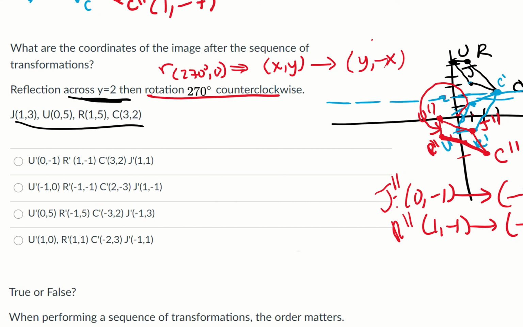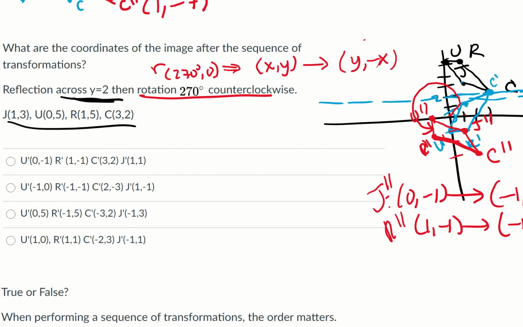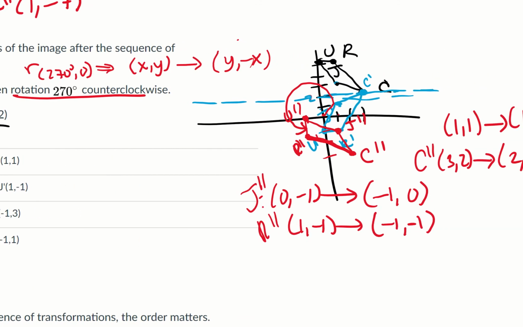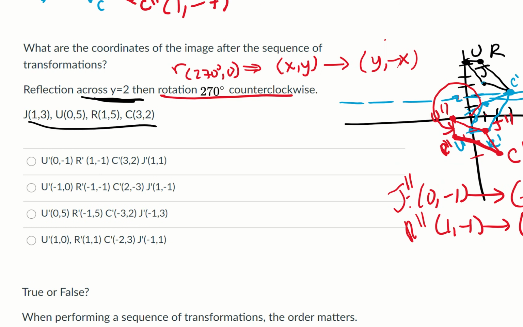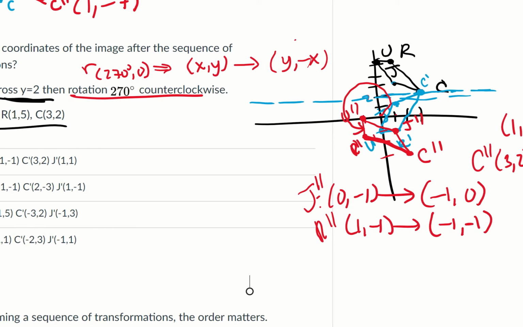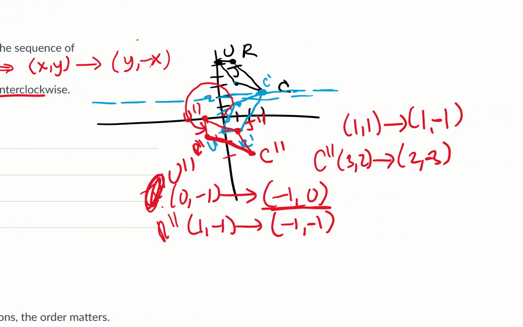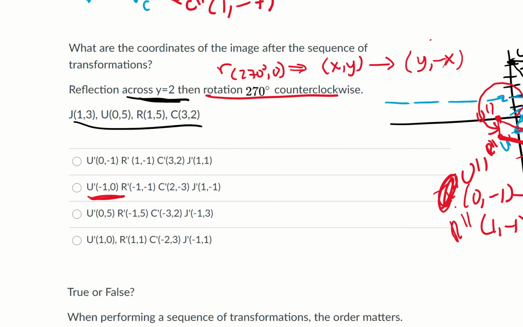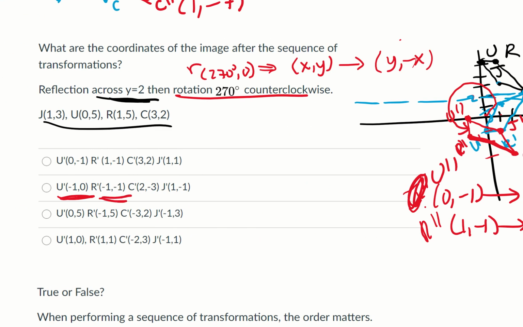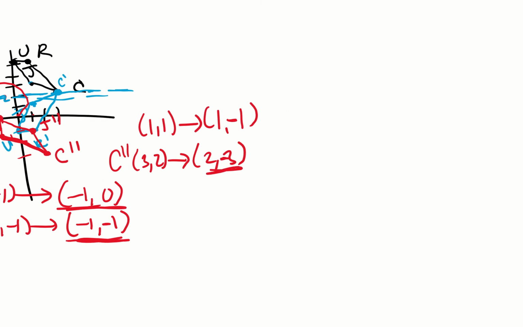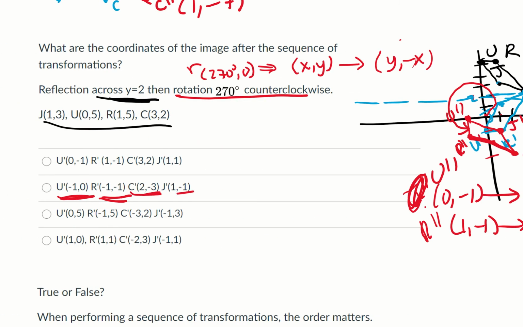So the one that matches up with it, let's see here. So we got -1, 0. Oh, this one was U double prime. Okay, so we got U double prime, which is -1, 0. Or I guess they call it U prime. It doesn't really matter. R prime or R double prime is -1, -1. Like that. C is 2, -3, and then the last one's 1, -1. And so this is clearly what we're looking for.